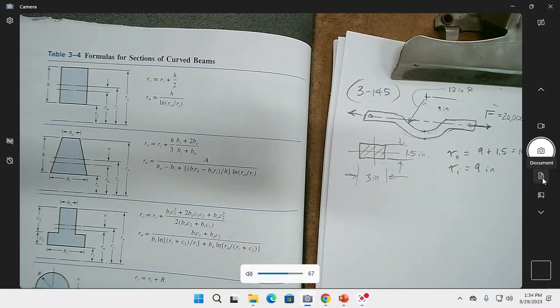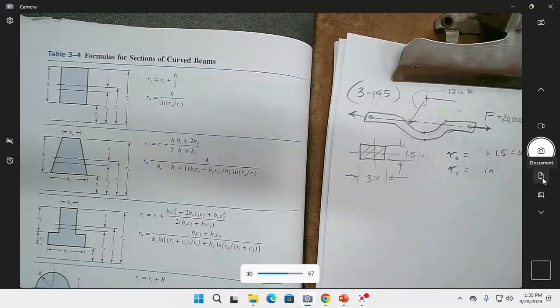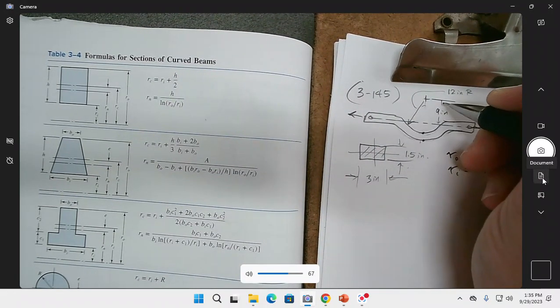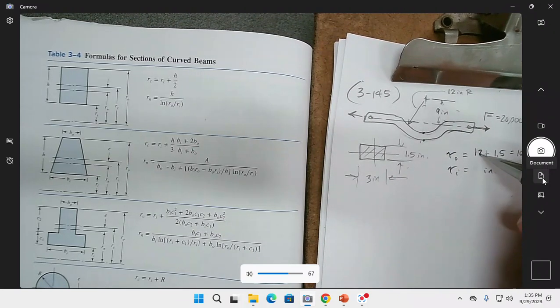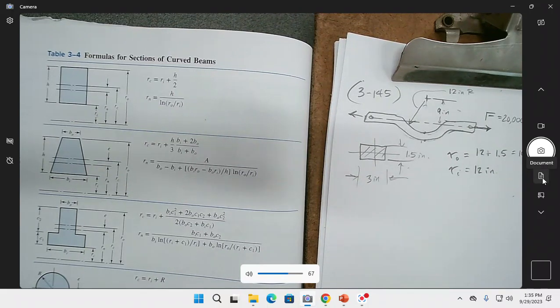I don't mind. Wait, is it RI to the inside, but then isn't the 9 inches we're given to the step? You know what? You're 100% right. My bad. Thank you, Tori. I was not thinking. 12. You're right, Tori. Thank you. See, I need that kind of help because that's the kind of day this is going to be.